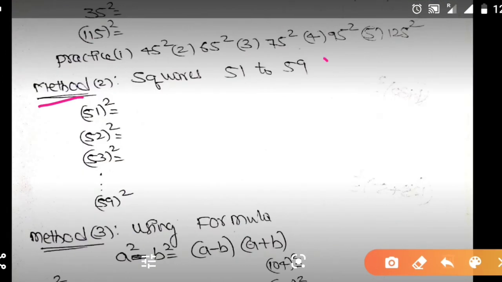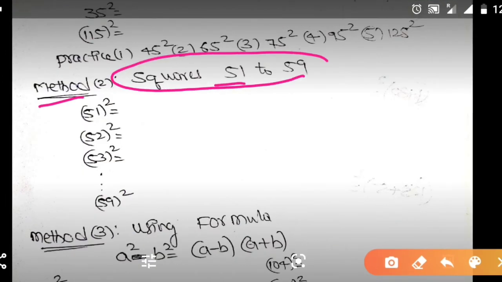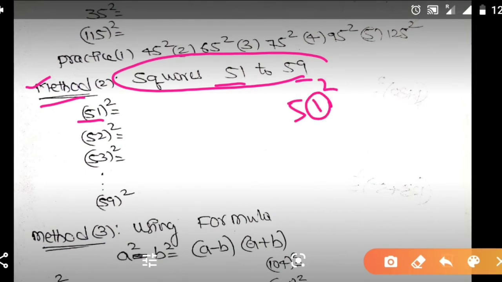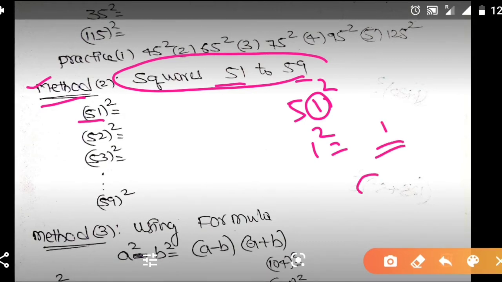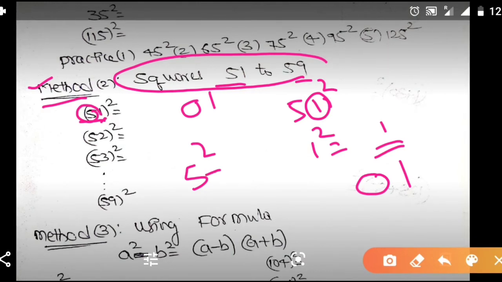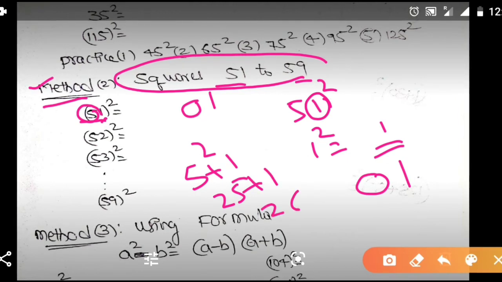Method 2: if you want to find the squares of numbers from 51 to 59, you can use this type of method. If you want to find 51 squared, here the unit digit is 1. So do the 1 square: 1 squared is 1. But we have to write 2 digits, that's why I am writing 01. Now do the 5 squared plus the unit place digit 1. So 5 squared is 25, plus 1 is 26. So 2601 is the answer.